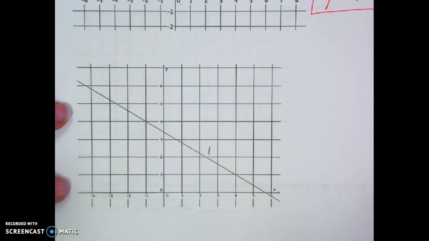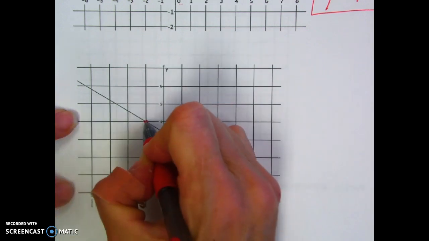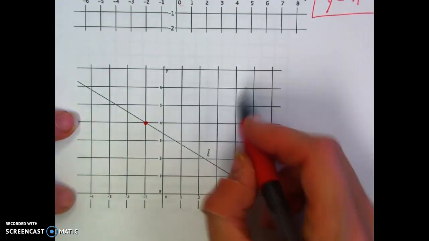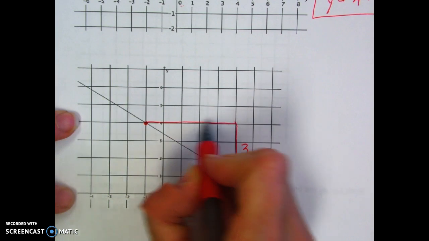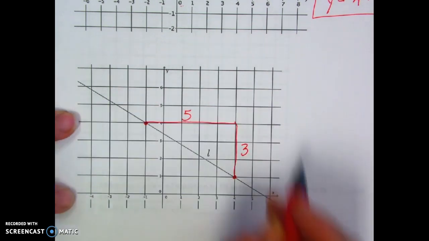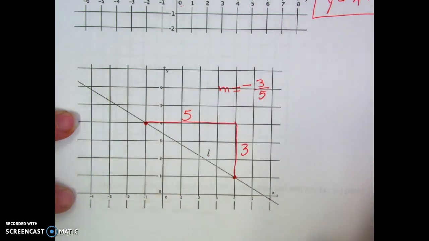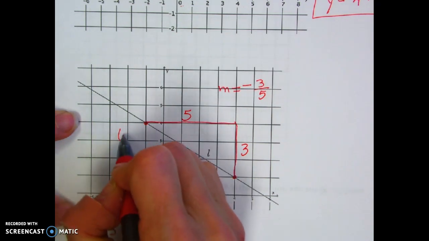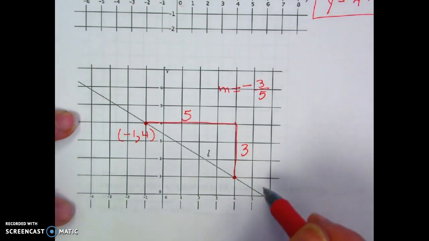Remember, the first thing I had to do was find the slope. In order to find the slope, I need 2 points on the line, and they need to be good points that are right on grid lines. So my rise is 3, my run is 5. This is going downhill, so my slope is negative 3 over 5. I need to pick a coordinate to use. Let's use this one. -1, 4 would be that point. It's on the line. I can't use just any point, but I can use any point on the line.